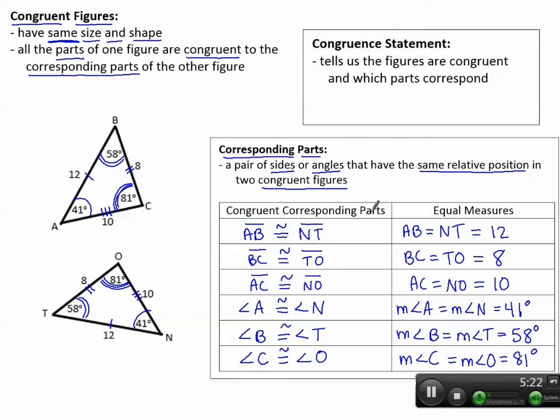Since we have congruent corresponding parts, we can write a congruence statement. This tells us that the figures are congruent and which parts correspond. So triangle, I'm going to go alphabetically. In the first triangle, ABC is congruent to triangle. Now when I write the next part of the statement, I have to make sure I match up the corresponding parts. So remember how we said A corresponds with N? That means N will go first. B corresponds to T, and C corresponds to O. So we make sure that we write it in the correct order.